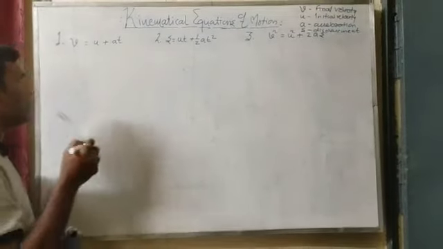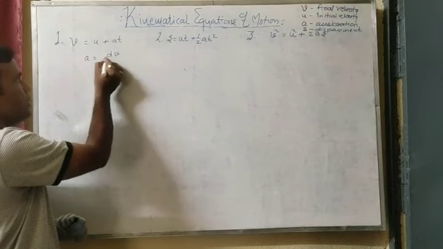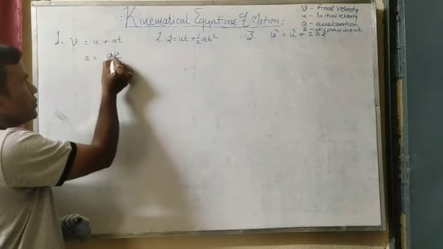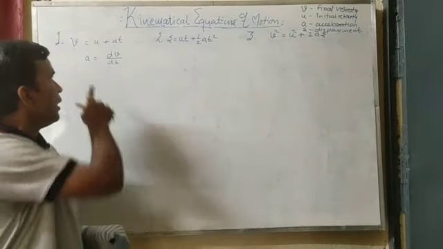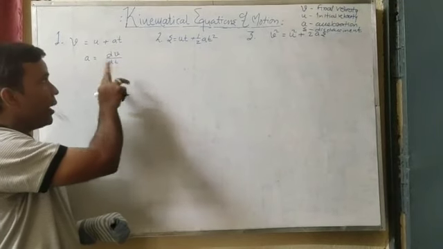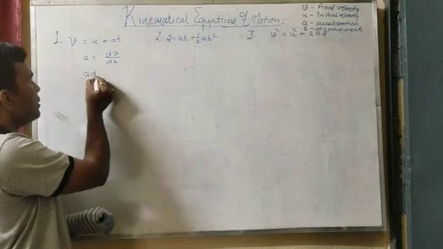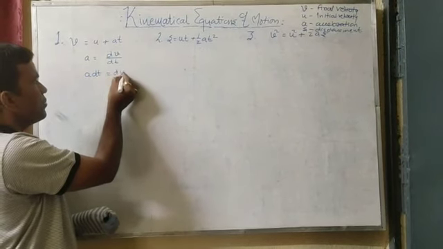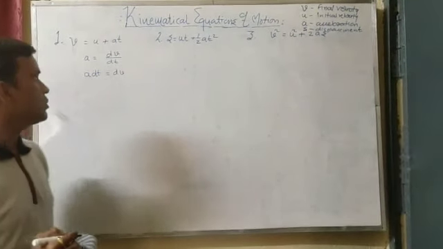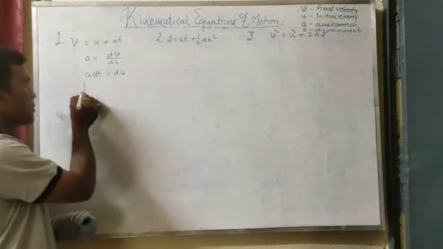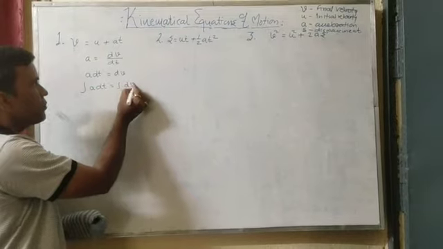So see, we'll start from the definition of the acceleration. a is equal to dv by dt. The rate of change of velocity with respect to time is known as the acceleration. a is equal to dv by dt. By rearranging the term by cross multiplication, you write here a dt is equal to dv. Integrating on both the sides, integration of a dt is equal to integration of dv.